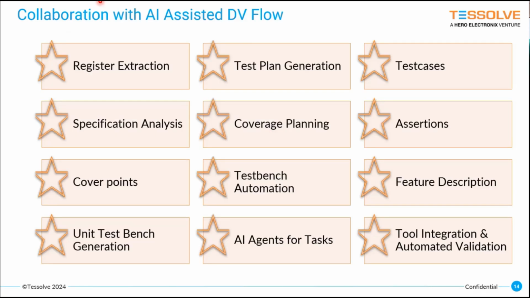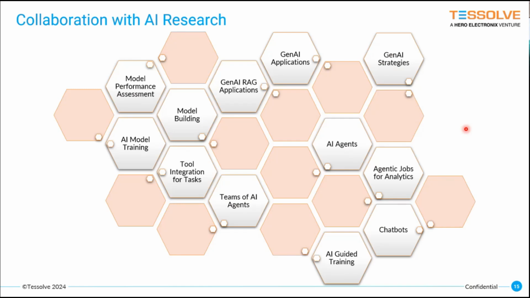If we talk about collaboration once again, these are the different fronts in design verification where we can collaborate: generating cover points, test plan generation, assertion generation, feature extraction, and unit test bench generation. We already have tools available for these. We are also using AI agents these days for writing the test bench. On AI specifically, we are researching AI agent development, different RAG solutions, tool integration for particular tasks, a team of agents for business analysis and other use cases, AI-guided training, and chatbots. All these fronts are where we can collaborate together.